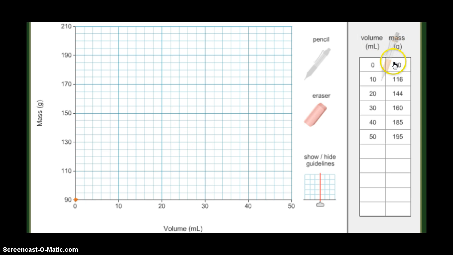Our next point is at 10 and 116. Remember, if these were written like how you write them on your paper, you'd put parentheses, 10, comma, 116, parentheses. All right, so we're at a volume of 10 and a mass of 116. So 10, here's 110, here's 130. Okay, we need to know how much each line is.